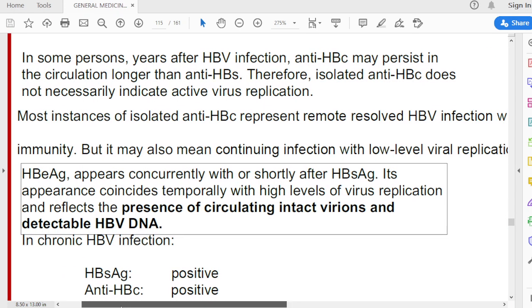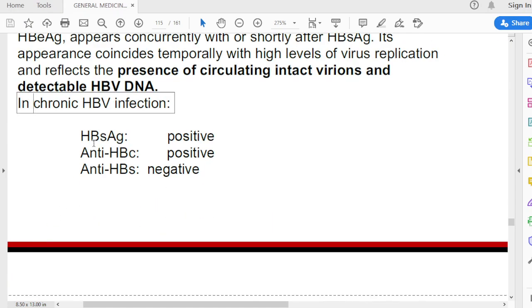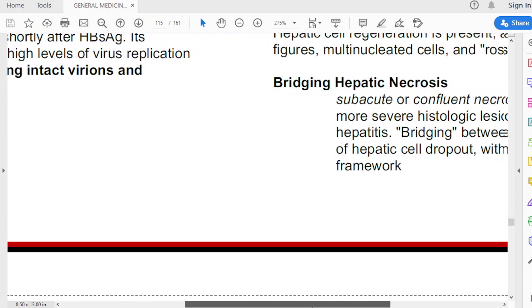HBeAg appears concurrently with or shortly after HBsAg. Its appearance coincides temporally with high levels of virus replication and reflects the presence of circulating intact virions and detectable HBV DNA. In chronic HBV infection: HBsAg positive, anti-HBc positive, anti-HBs negative.